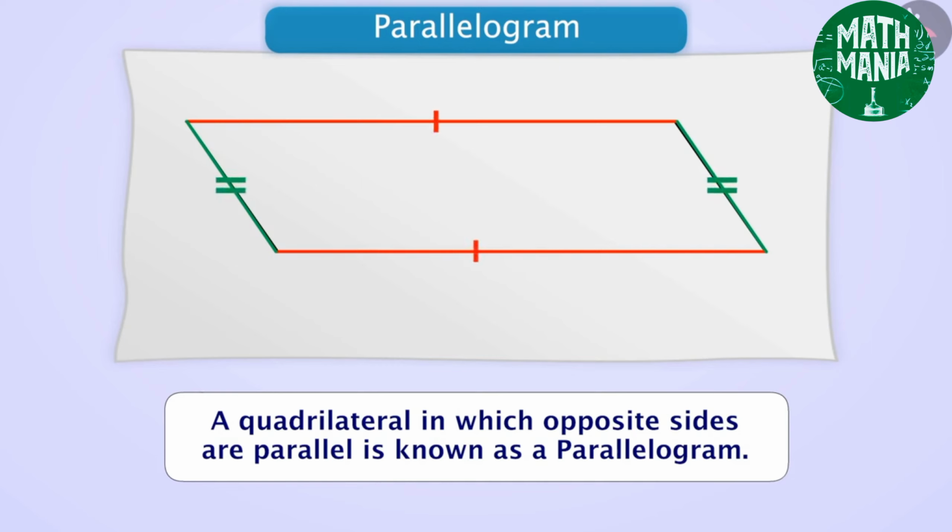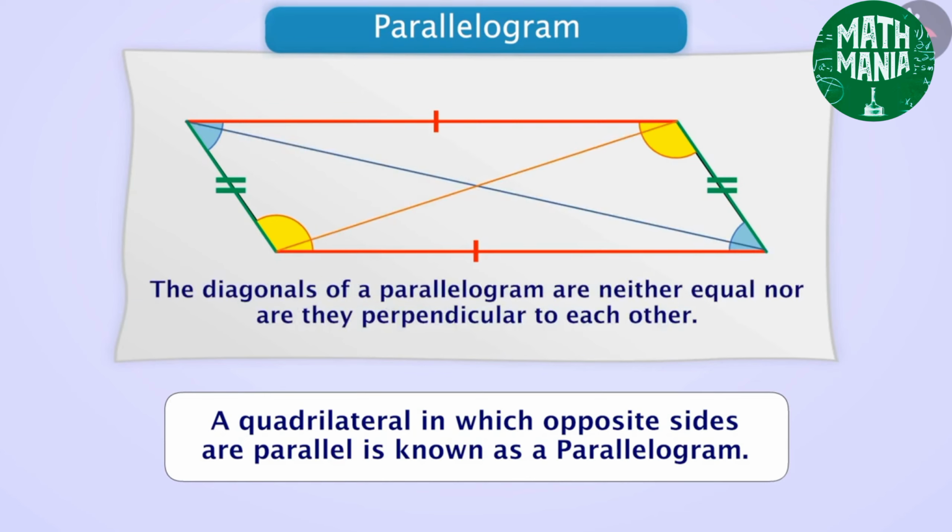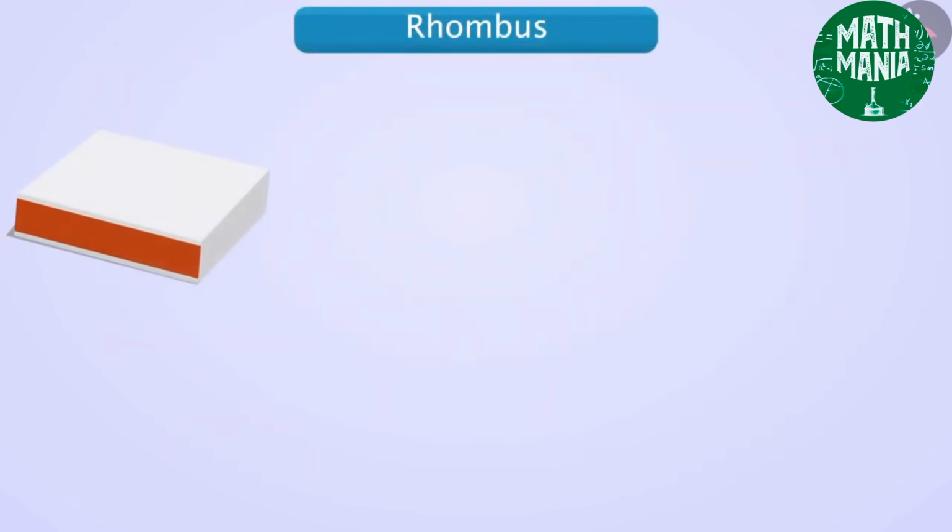Along with being parallel, the length of the opposite sides is also equal. Similarly, opposite angles of a parallelogram are also equal, but the diagonals of a parallelogram are neither equal nor are they perpendicular to each other. Now let's understand a rhombus.